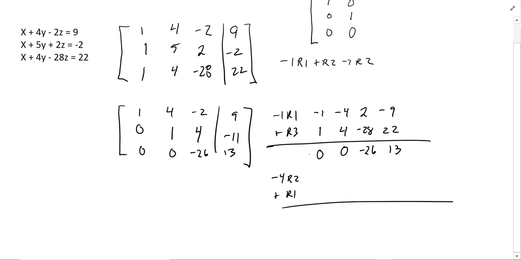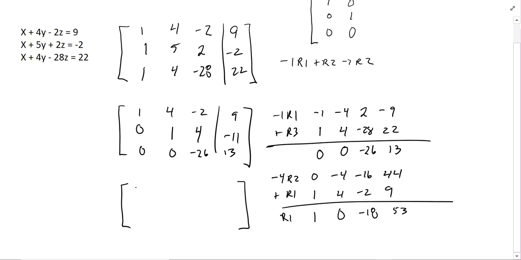If I take row 2 and multiply it by negative 4, I'll get 0, negative 4, negative 16, and positive 44. And row 1 is 1, 4, negative 2, 9. And so when I add those two together, I will get 1, 0, negative 18, and 53. And that's going to be my new row 1. I'm going to put that in the row 1 spot.